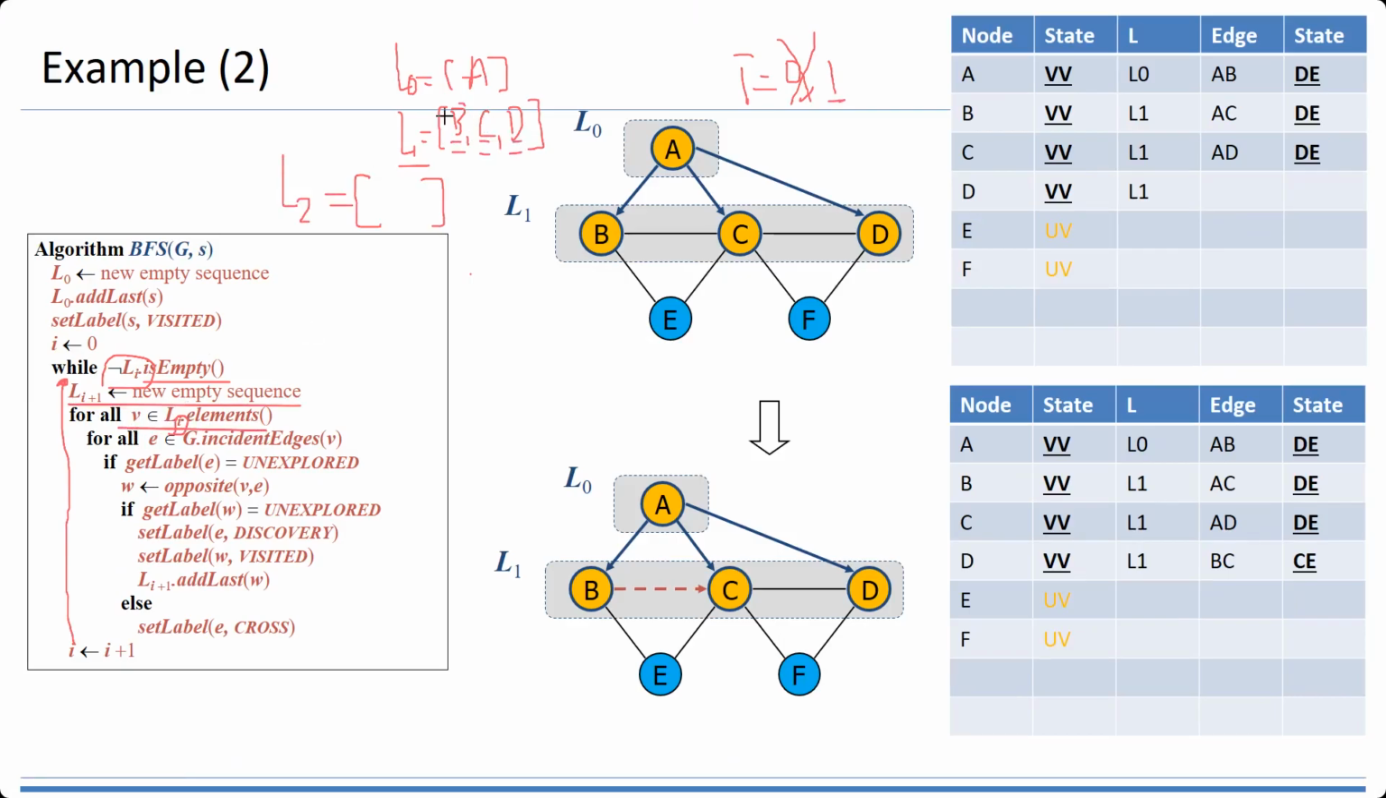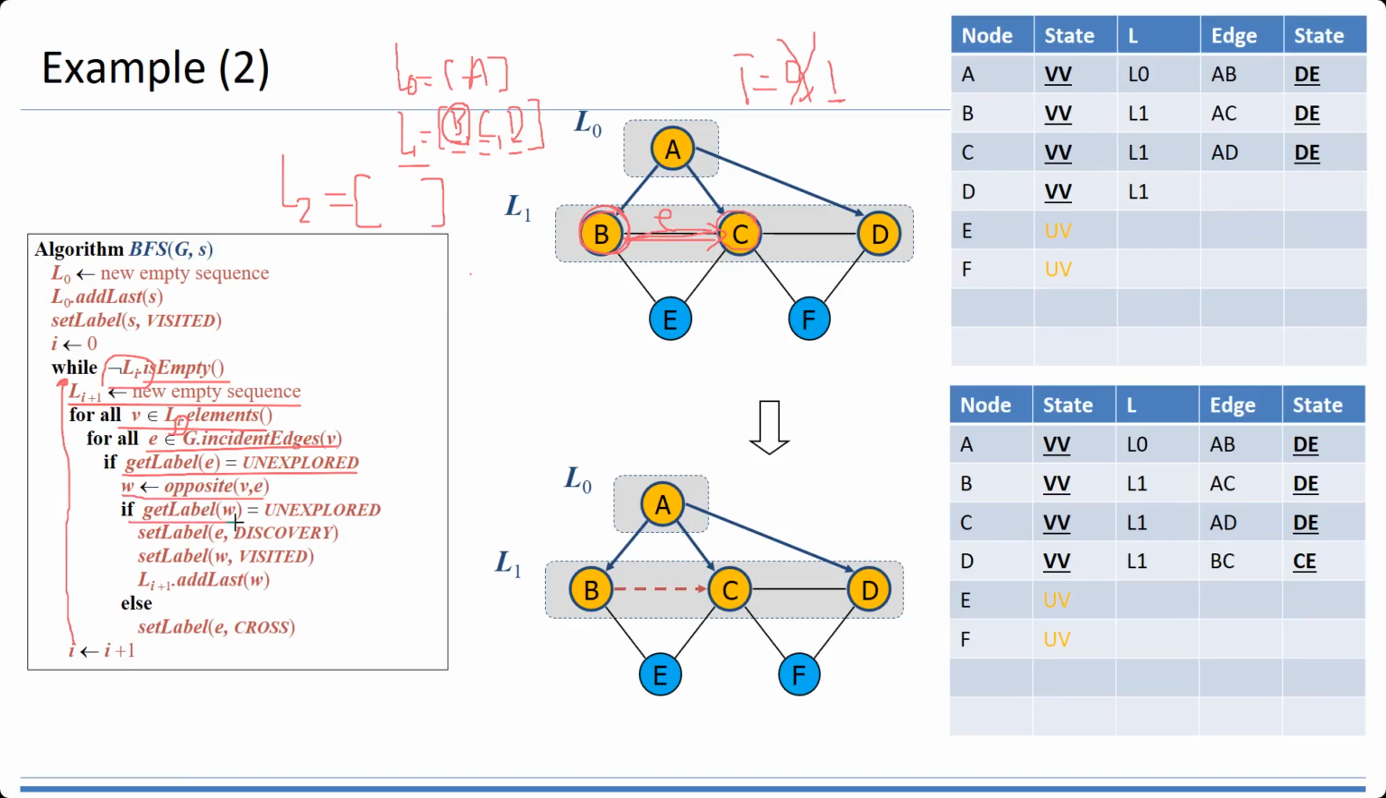Now let's go to B. Okay, B, I need to check what is the incident edges of B. So the incident edges of B, first, let's say this one. So this is the E. Now I'm going to get the label of E, whether it is unexplored or not. BC, is it unexplored? Yes, it is unexplored. Then let's get the opposite of V, B, E. Then the opposite is C.